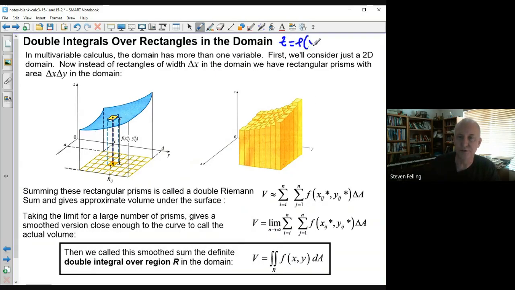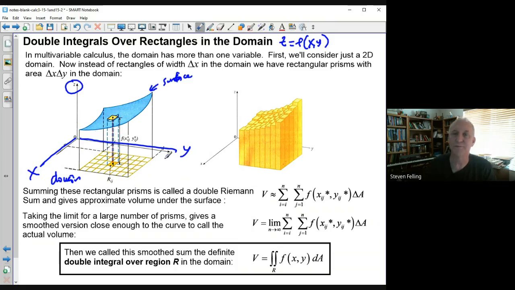2D, z is a function of x and y, then that means that the domain is 2-dimensional, right? So we have a 2-dimensional domain down here. And the output z is in this dimension, and so the surface here represents all the output values across different places in the xy domain, okay?